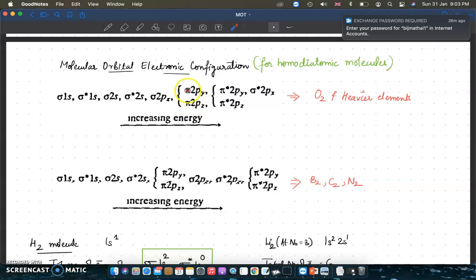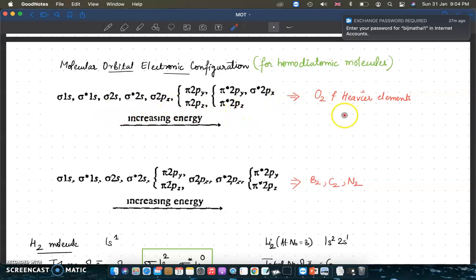So we have two bonding pi molecular orbitals, pi 2py and pi 2pz, and they have their corresponding anti-bonding orbitals, pi star 2py and pi star 2pz, which are also degenerate, that is equal in energy. The anti-bonding molecular orbital corresponding to sigma 2px is pretty high in energy, so it is sigma star 2px. You can see here that every bonding orbital has a corresponding anti-bonding molecular orbital. So this is the way you write it.